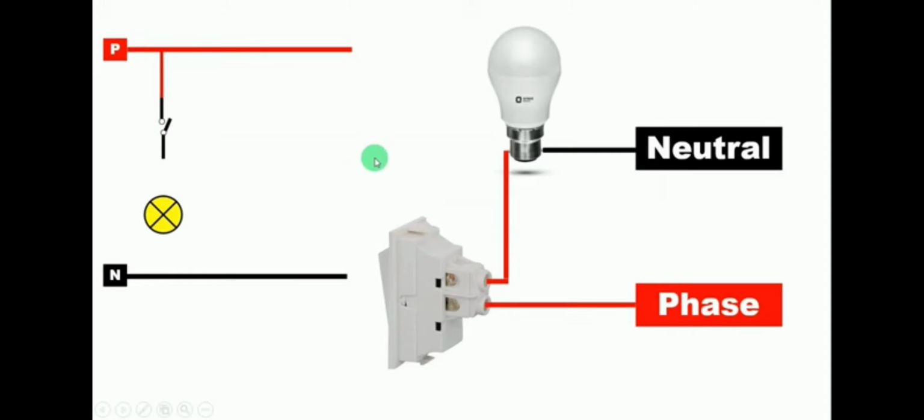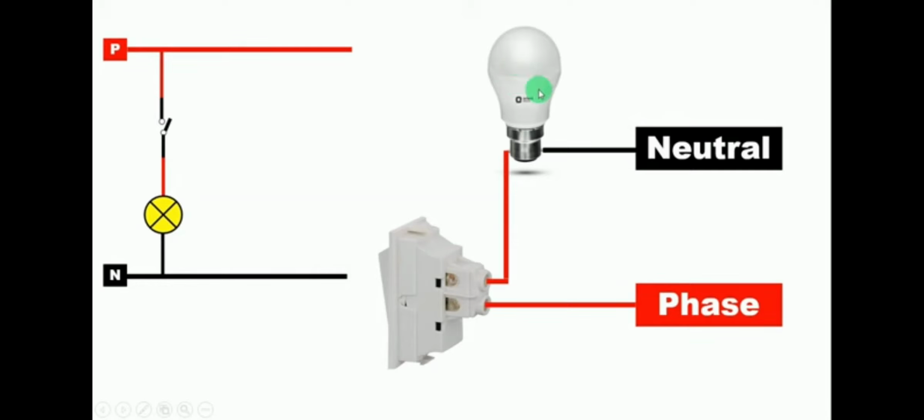The same thing was done here too. Now from the output terminal of the switch, we connect a wire and give phase supply to the bulb. Now our bulb also needs neutral supply. So to give neutral supply to this bulb, we connect the wire from the neutral supply to the bulb. Now friends, the circuit diagram made here and the circuit diagram made here are the same.